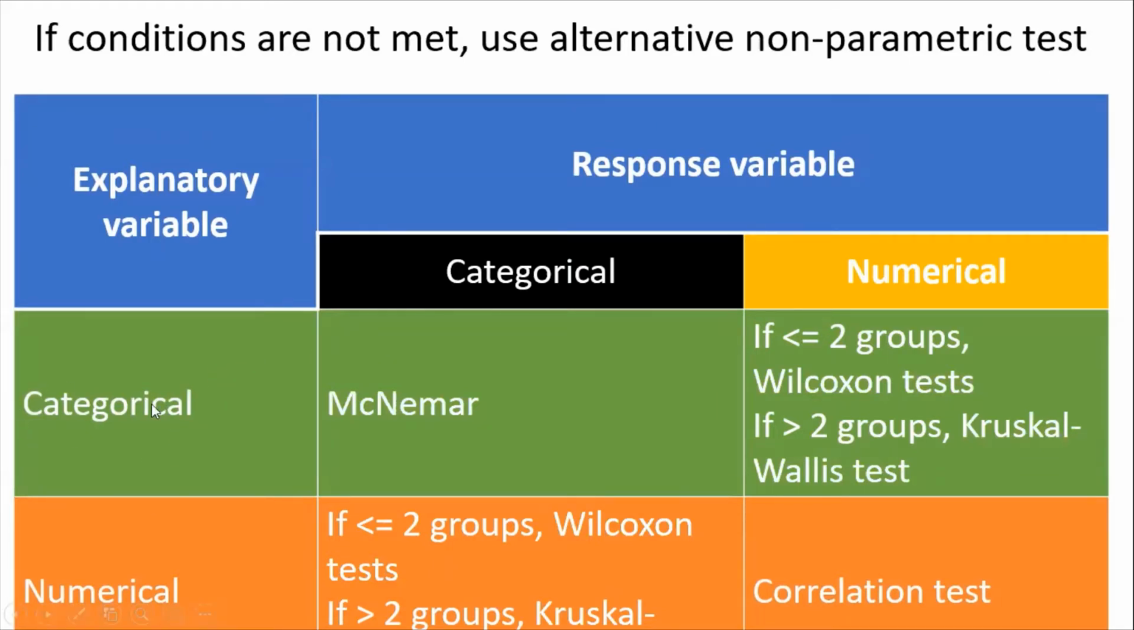So when we have two categorical variables, the first test is chi-square or Fisher's exact test. But when the conditions are not met, you can use McNemar's test or even the exact test. Again, when we have a numerical variable and a categorical variable with groups less than or equal to two, we can use the Wilcoxon test. There are two Wilcoxon tests, like there are two t-tests.